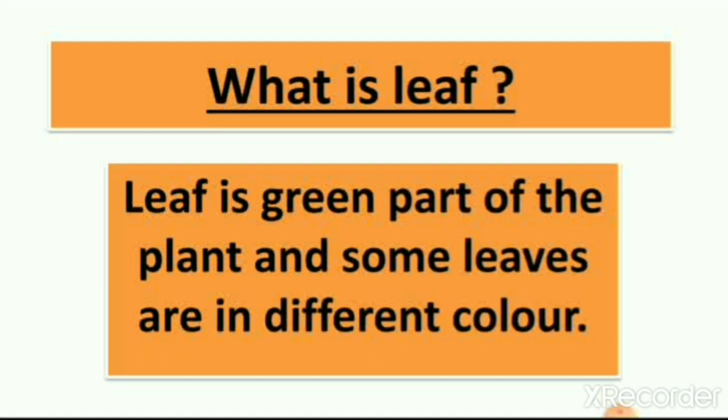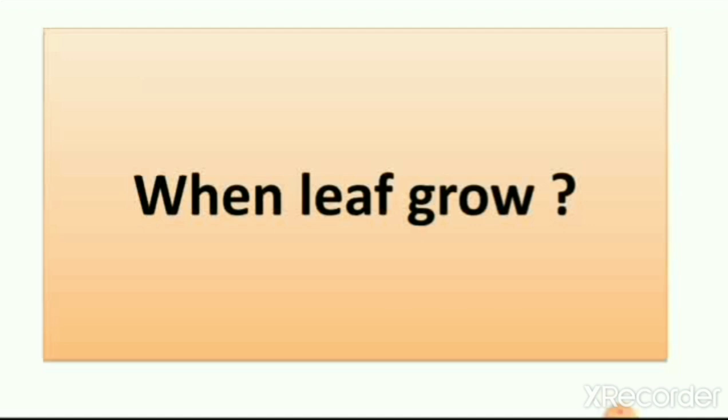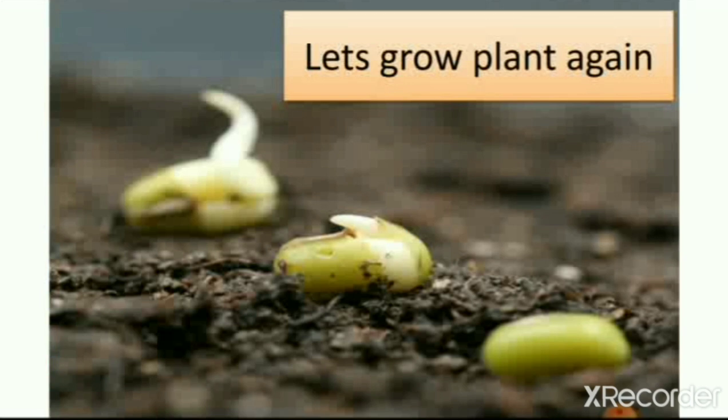So let's move on to how leaf grows and when leaf grows, let's learn. So first we need to grow plant because we want to grow leaf, so we can't directly grow leaf. Let's start to grow plant. So remember how we grow plant. Let's start. So what is the picture of this? It is a seed. So first when we want to grow plant, we start growing with seed. So different types of seeds are available.